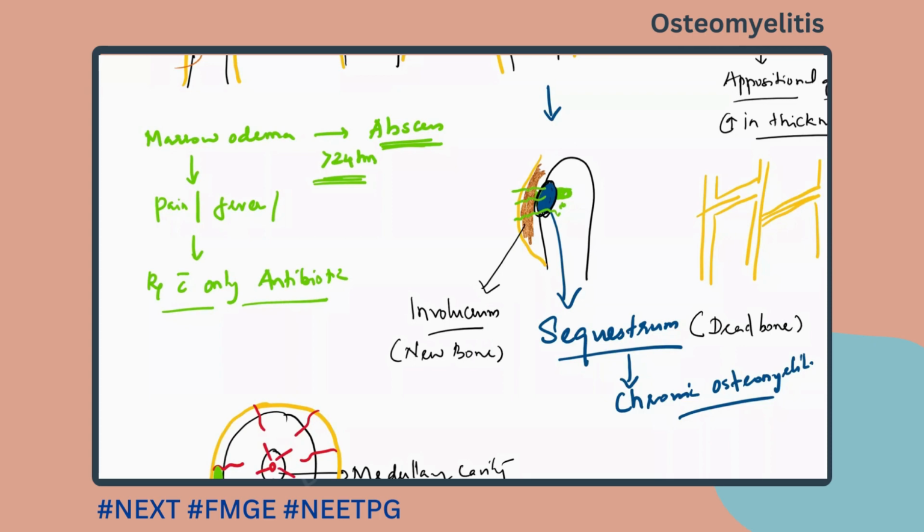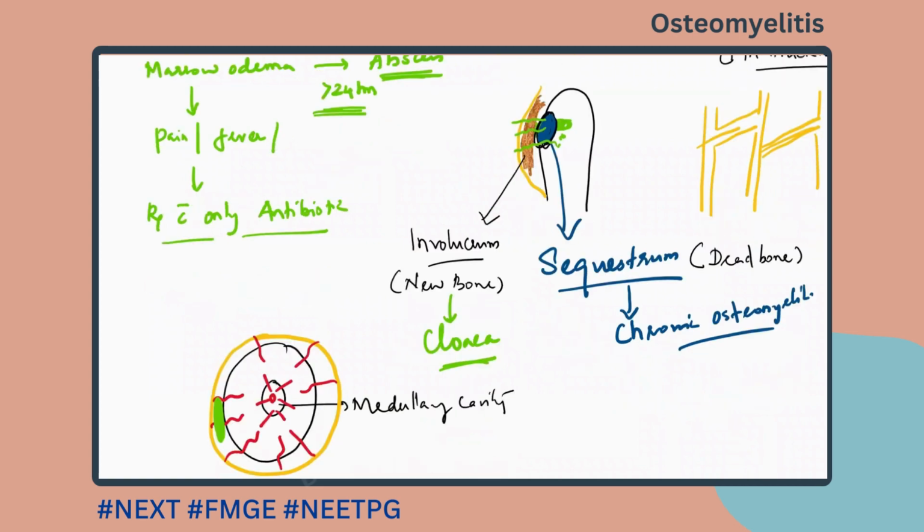So the canals which are created in the involucrum are called cloaca. In the involucrum, canals will be created, and the abscess will come out of the involucrum through them. Those canals are called cloaca.